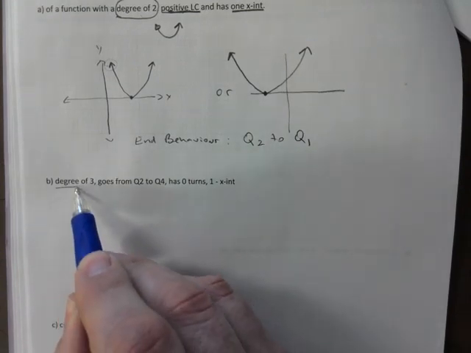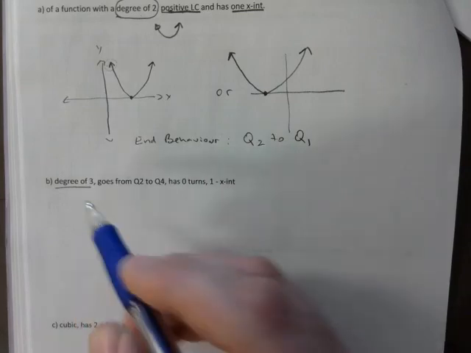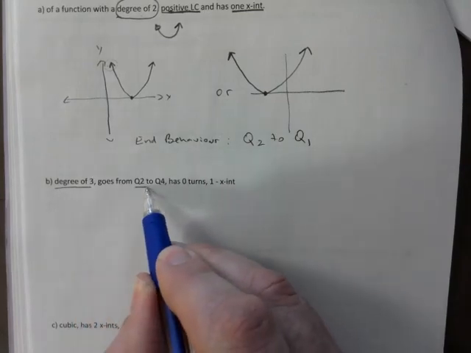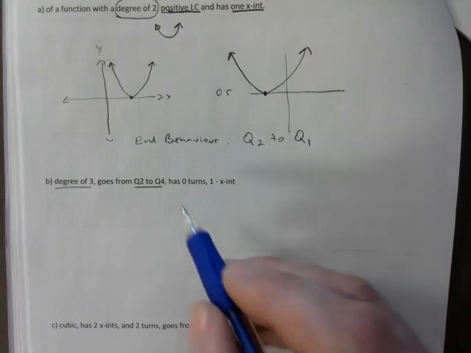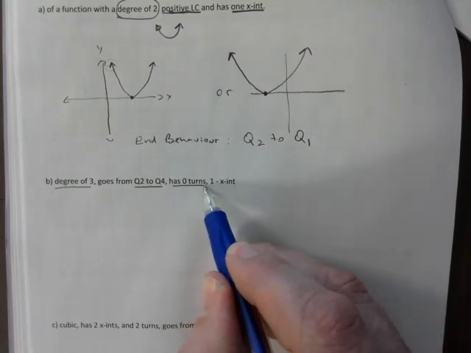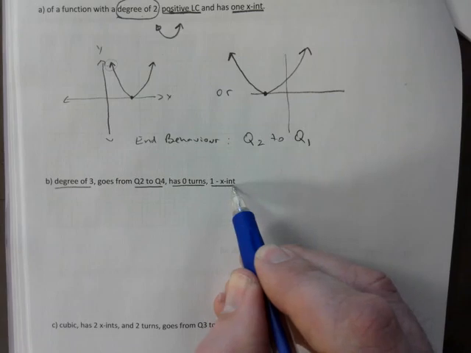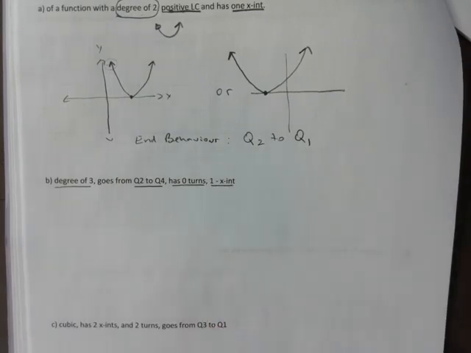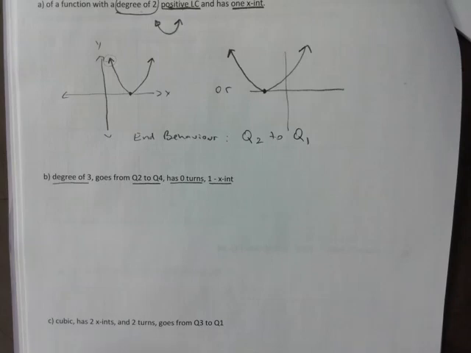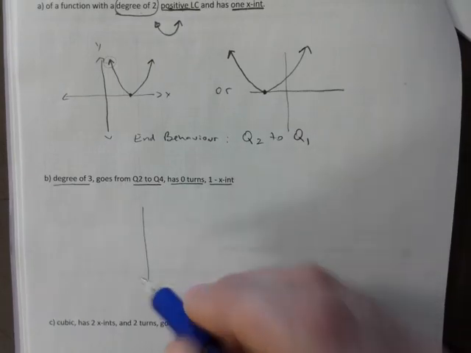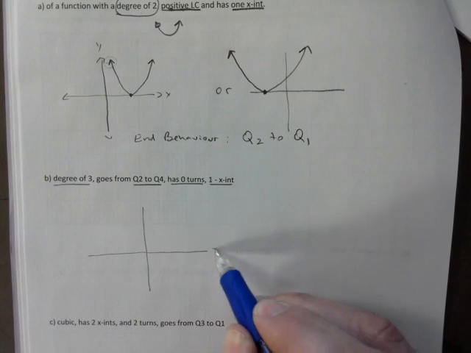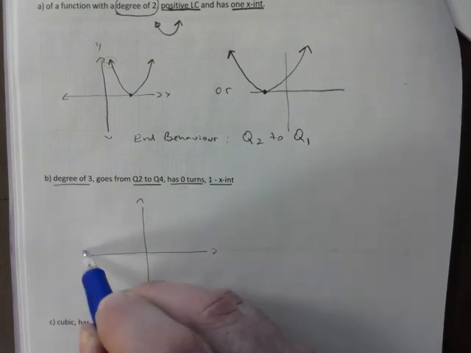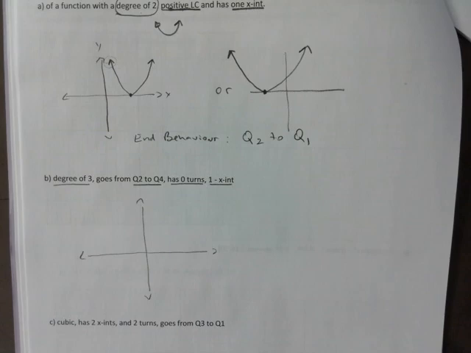The next one I want you to sketch has a degree of 3, goes from quadrant 2 to quadrant 4, has 0 turns, and 1 x-intercept. How would we do that? So start with, and I'm going to tell you this, we may have different sketches. If I ask you to do this on a test or a quiz, okay, that's fine.